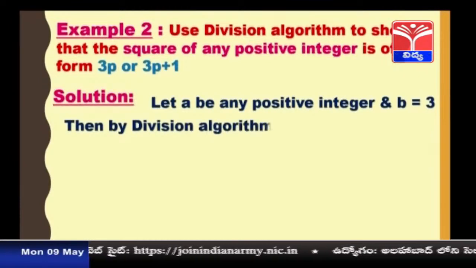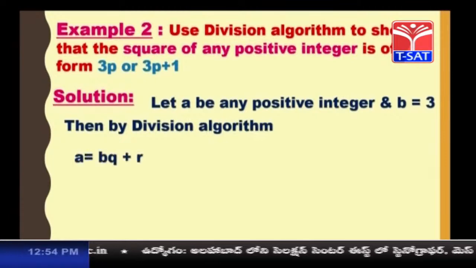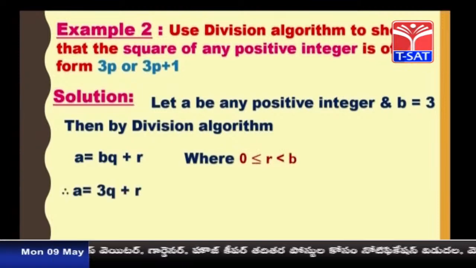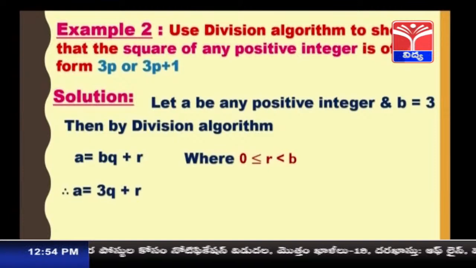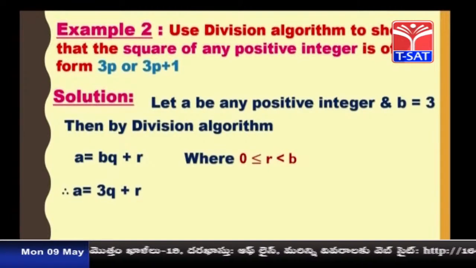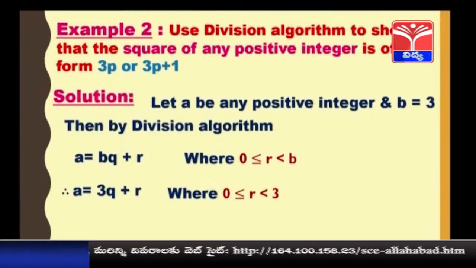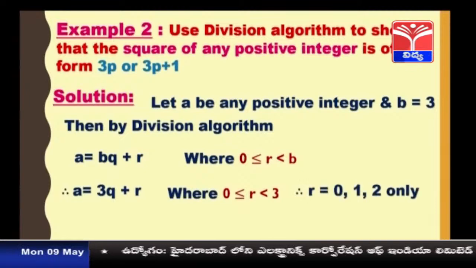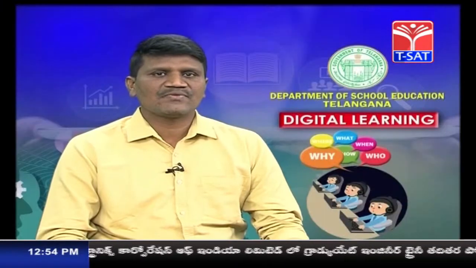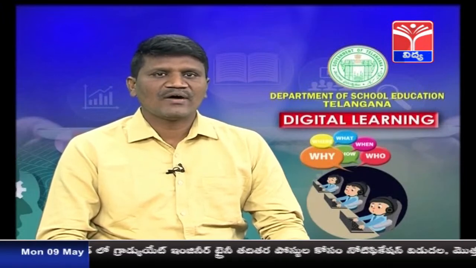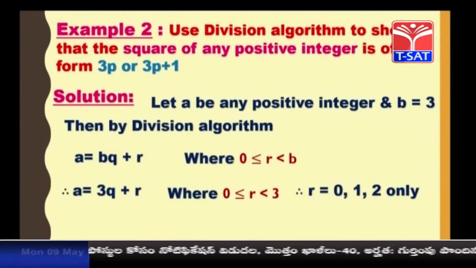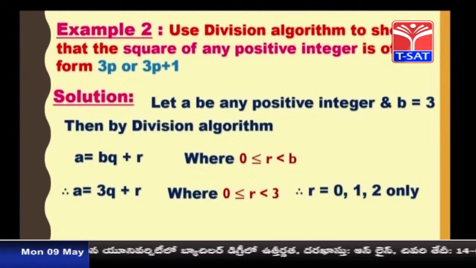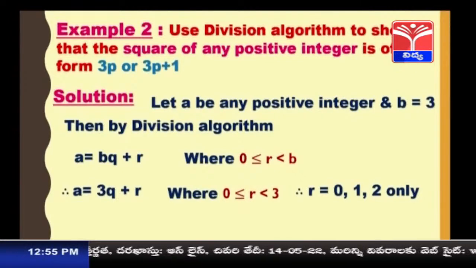Then by division algorithm we can write a is equal to bq plus r, where 0 less than or equal to r less than b. If I substitute b is equal to 3, a is equal to 3q plus r, where 0 less than or equal to r less than 3. That means the remainder values are 0, 1, 2 only, because it should be less than 3. So the remainders we are getting are r is equal to 0, 1, 2. So for solving this question we need 3 cases. Case 1 as r is equal to 0, case 2 as r is equal to 1, and case 3 as r is equal to 2.